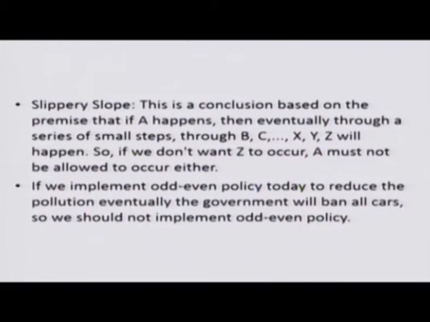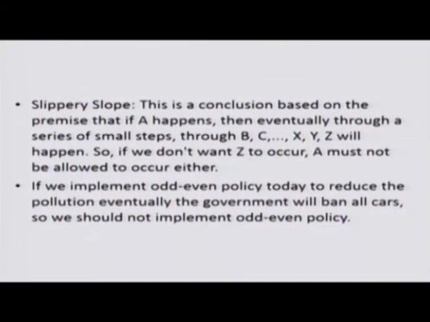If we implement the odd even policy today to reduce the pollution, eventually the government will ban all cars. So, we should not implement the odd even policy. This is what you have at the moment, the odd even policy, and you assume that if this is extended, then the government will ultimately ban all cars completely. So, if you do not want that to happen, we should not let the odd even policy happen. This is what we call slippery slope.